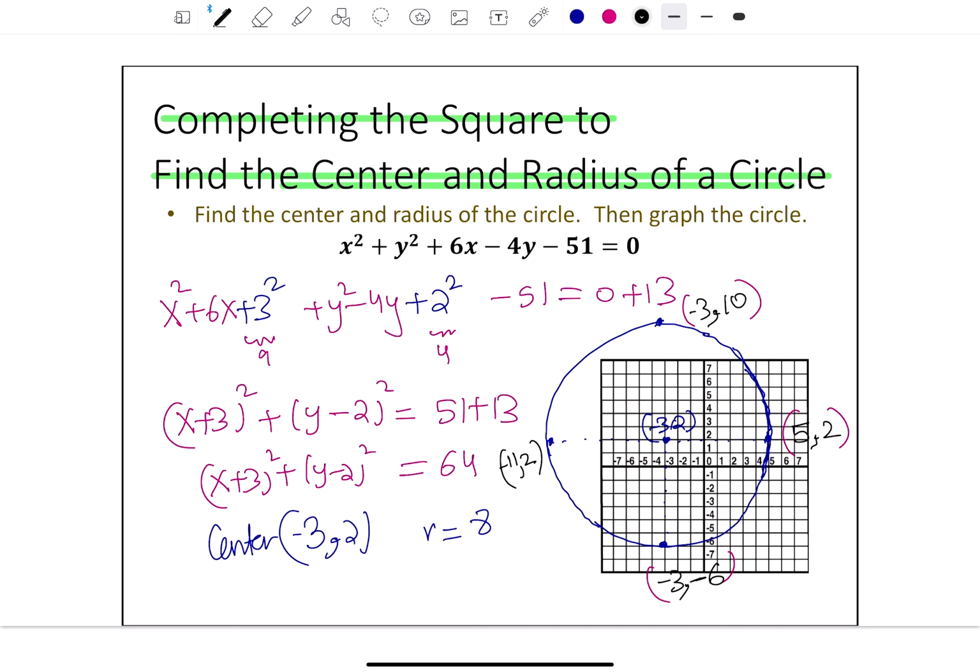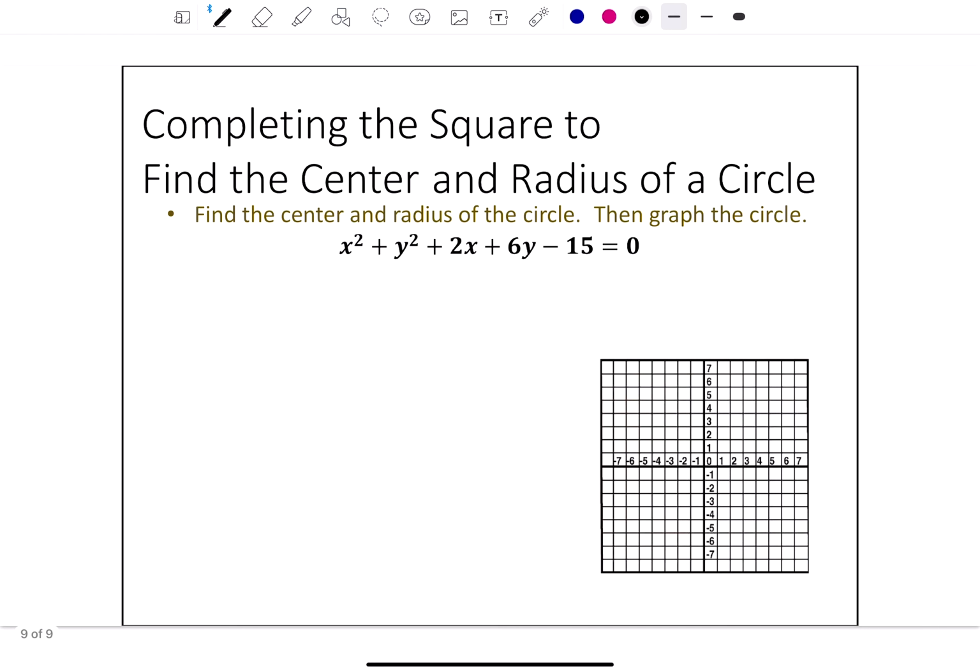Right? And that's all about circle. When the equation of a circle is not given in the standard form, you first complete the square. Another example, completing the square. Group the x terms together, group the y terms together, and move the constant to the other side.